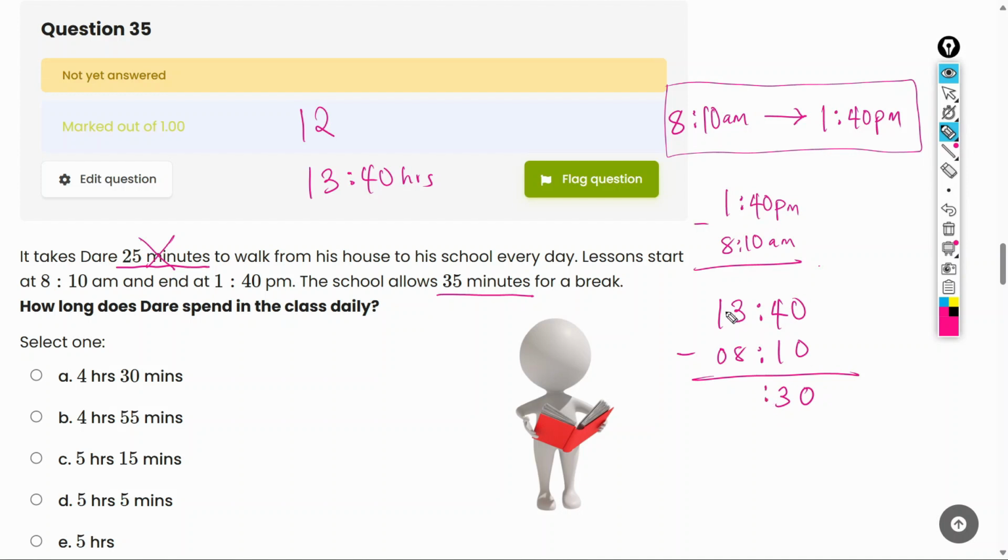4 minus 1 is 3. 3 minus 8, it wouldn't work, so we carry 1. 13 minus 8 is 5. So he spends 5 hours, 30 minutes in class.